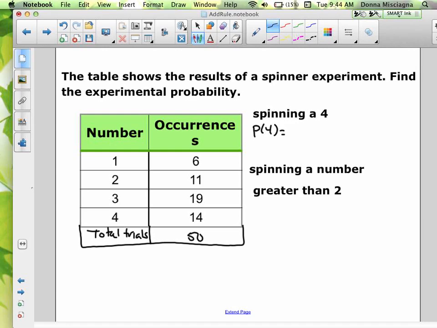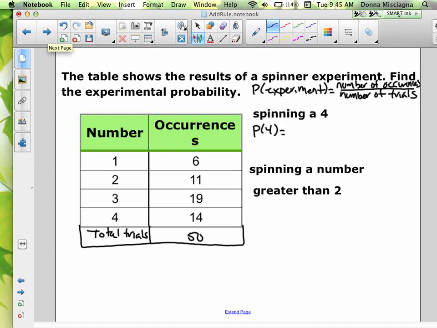So the probability for experimental is going to be the number of times something occurs, or frequency, divided by number of trials. So what would that be for the probability of spinning a 4? Purple table?